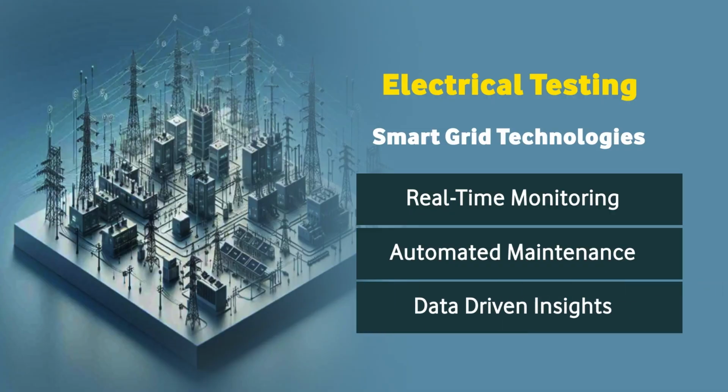Third one, data-driven insights. With the rise of big data and artificial intelligence, maintenance strategies are becoming more predictive and data-driven. Artificial intelligence algorithms can analyze vast amounts of data to predict when and where maintenance is needed, which optimizes resource allocation and reduces costs.